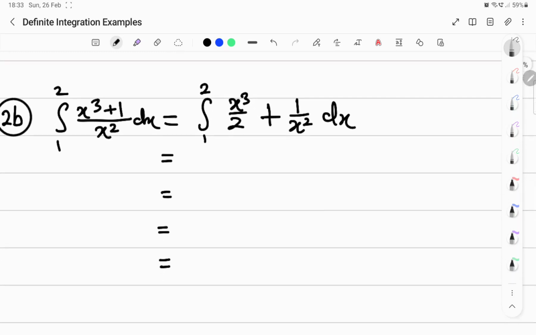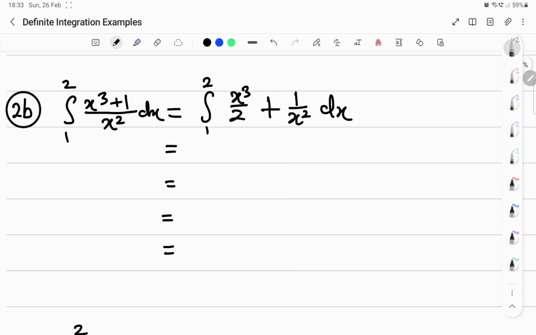Maybe I make it bigger like this. See clearly, I made a mistake. It's x squared, not 2. Then what should we do now? We simplify them. x cubed over x squared is x, and then plus 1 over x squared is just x power minus 2. The reason we are doing this is because it is easier to integrate them rather than leaving it in this form. So, copy paste the symbol.